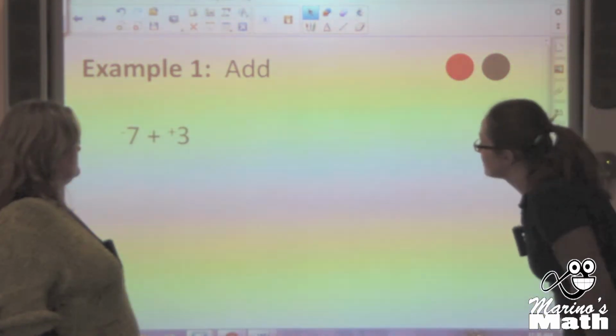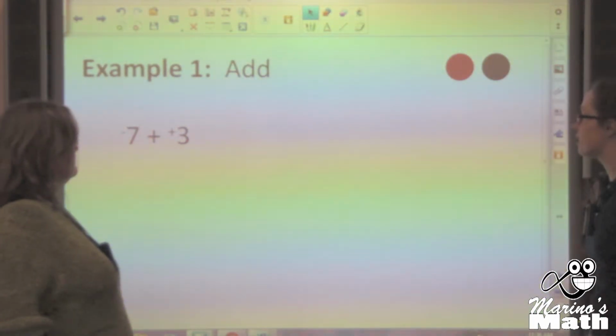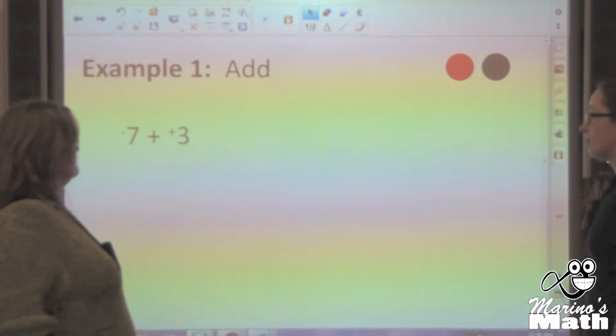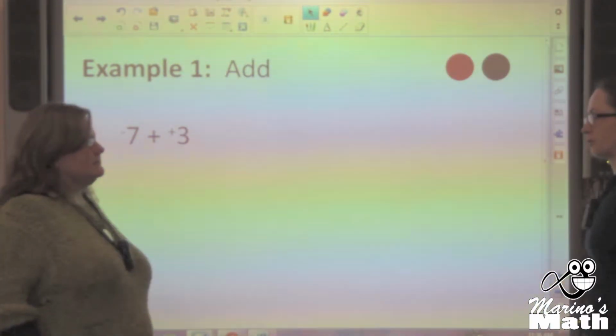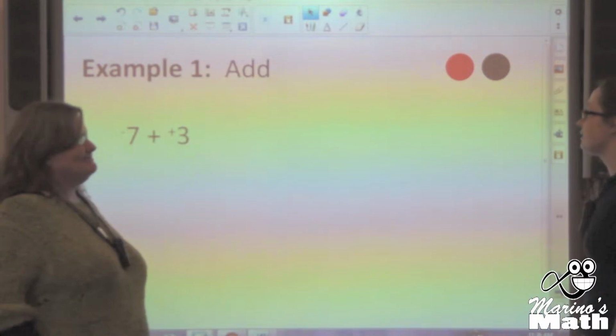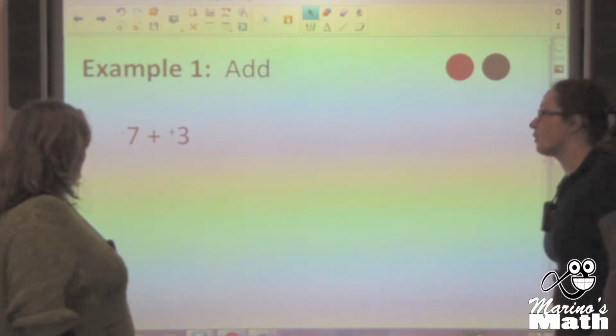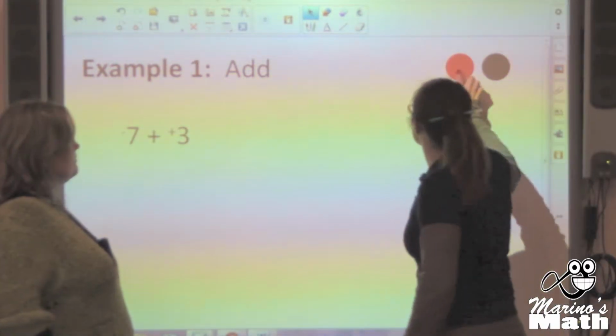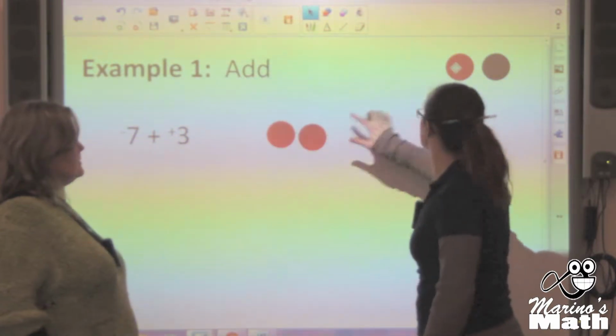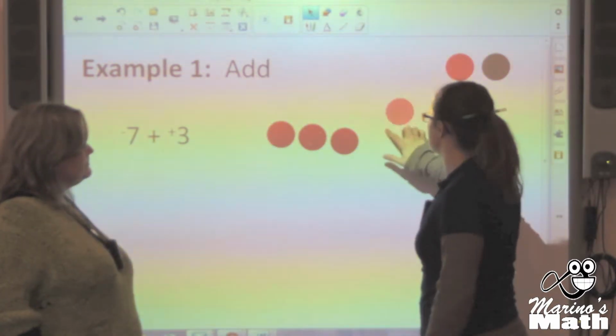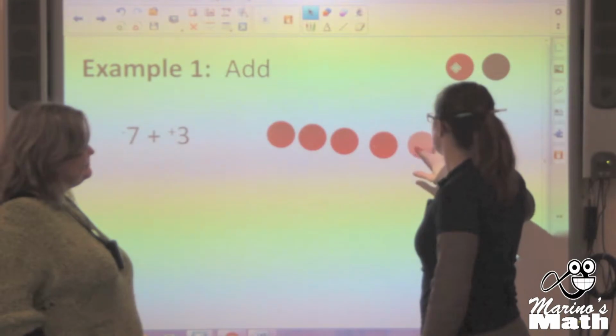And here's our first example: -7 plus +3. And I really like to use integer chips. They're really awesome. So the way we start these out is we start with -7 chips. The reds are negative. Each one is -1.